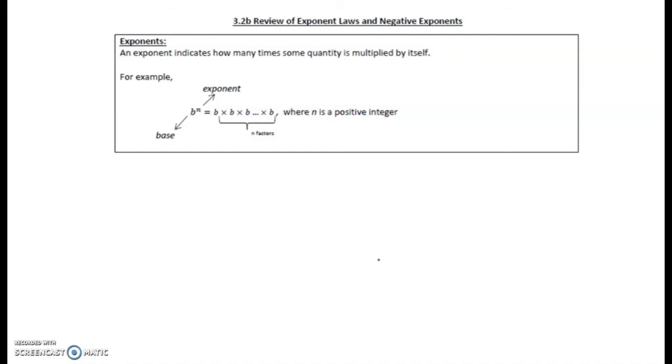Okay, 3.2b is a review of exponent laws and then negative exponents. Okay, exponents. So an exponent indicates how many times some quantity is multiplied by itself. For example, if we had b to the n, the b would be the base and the n would be the exponent. Then b would be multiplied by itself n number of times, and we call that n factors. And of course, n is a positive integer, so b can't be multiplied by itself a fraction number of times. It's going to be a positive integer number of times.